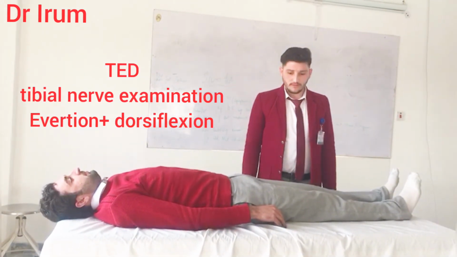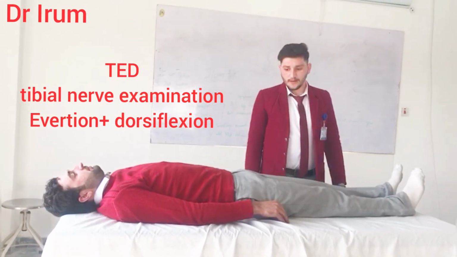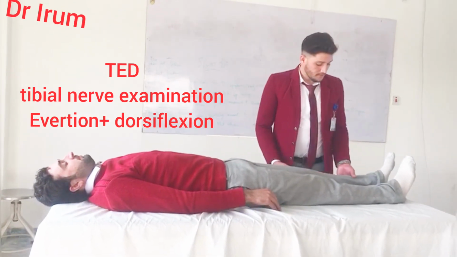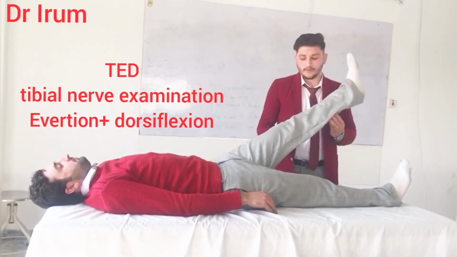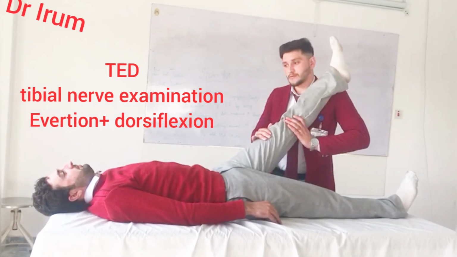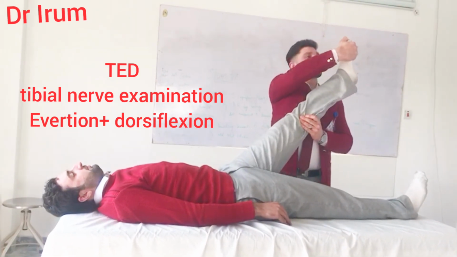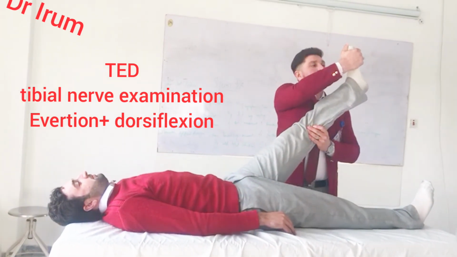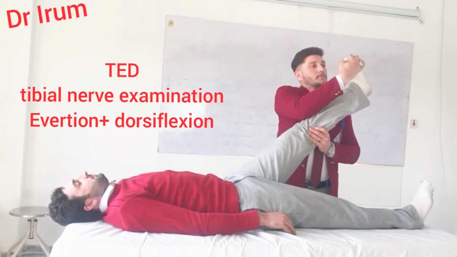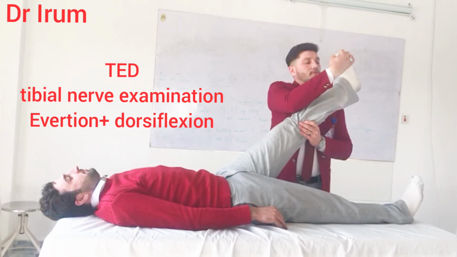In the third step, we can check the tibial nerve by the eversion and dorsiflexion of the patient's foot. First, the therapist raises the leg of the patient to 50 to 55 degrees and then everts the foot outward and then dorsiflexes the foot. In this way, we are going to examine the tibial nerve.